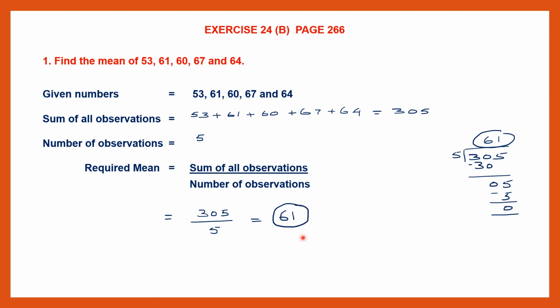So this number that we've got is called the required mean. It can or cannot be one of these numbers. So here we have 61. So that is the mean. Okay, so sometimes it will not be one of these numbers. So 61 is the required mean for this set of numbers.